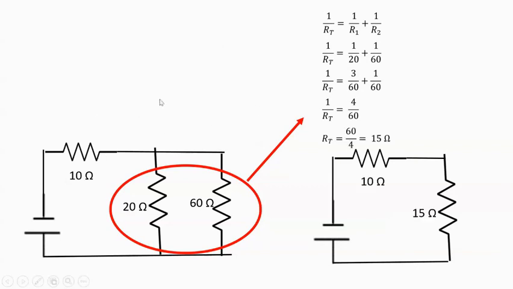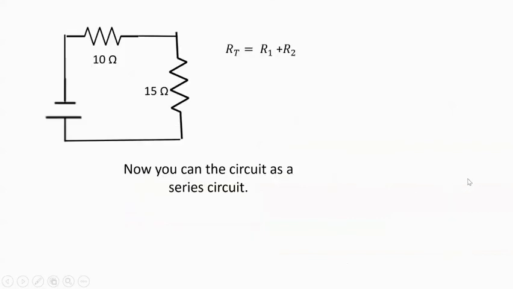So we'll redraw this circuit to look like a series circuit where you still have your 10 ohm resistor, but we'll replace these two resistors by their equivalent resistance, which is 15. That allows us to add these in series, which is easy, and get a total resistance of 25 ohms.